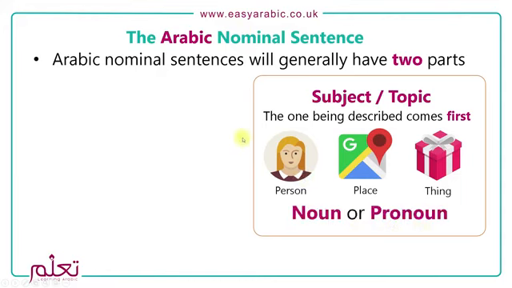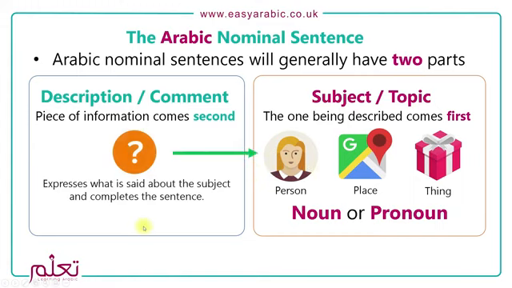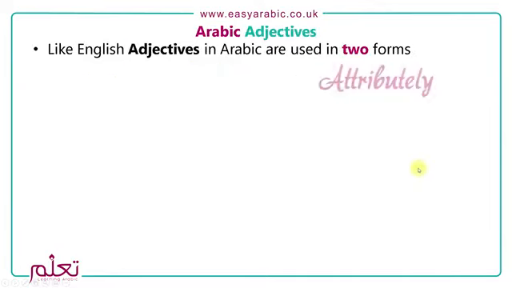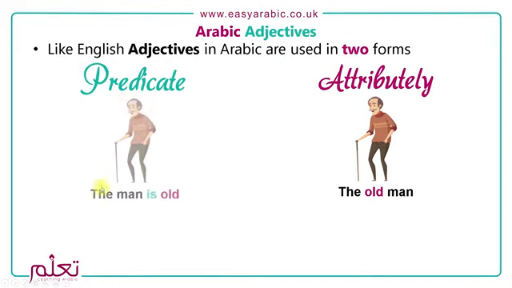The second part is normally the description or the comment, a piece of information related to the subject, and generally this is an adjective. Like in English, adjectives in Arabic are used in two forms. The first one is as an attribute. Here we have "the old man", where "old" defines a characteristic of the man, which is the age. Or it can be used as a predicate, as in "the man is old".